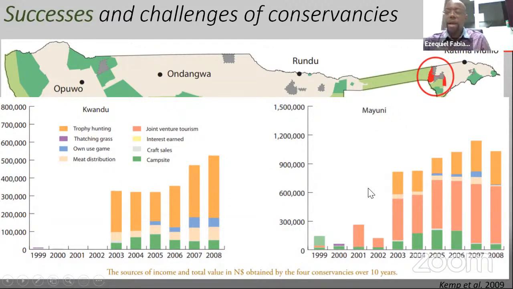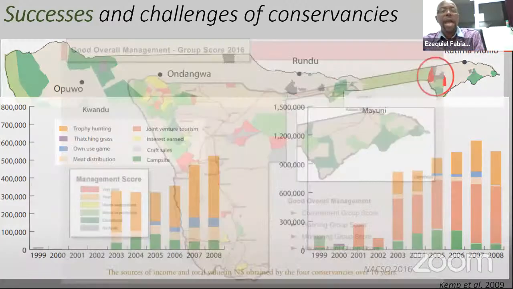So basically, these two figures show that different conservancies offer different products, be it international tourism or local tourism in an area, which needs to be taken into account too, because they are all vulnerable to different shocks. But these are some of the successes in these conservancies.